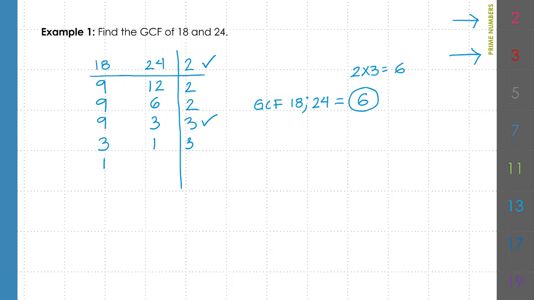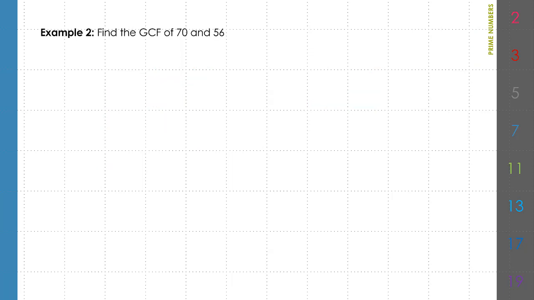Now let's solve another example. We're going to find the greatest common factor between 70 and 56. We start by making the table, 70 and 56. We always start with the smallest prime number, which is number 2. 70 over 2 is 35, and 56 over 2 is 28. I check mark because it divided both numbers. I continue with number 2.